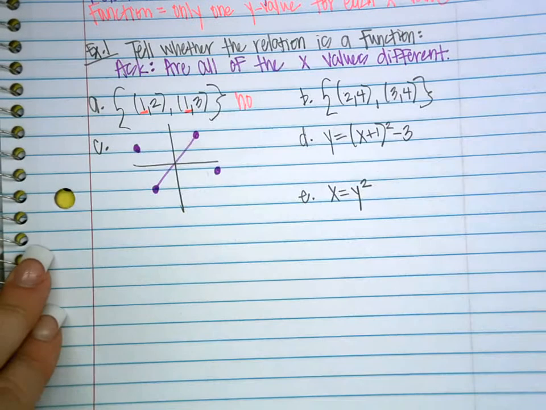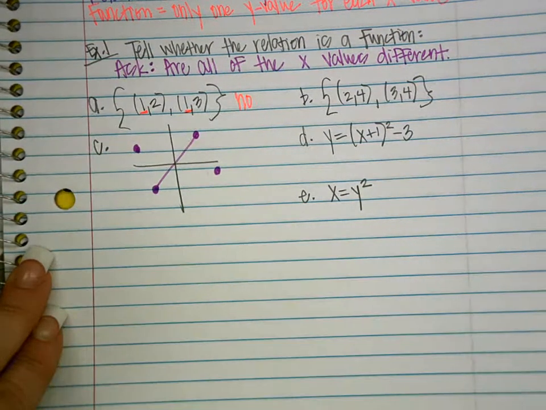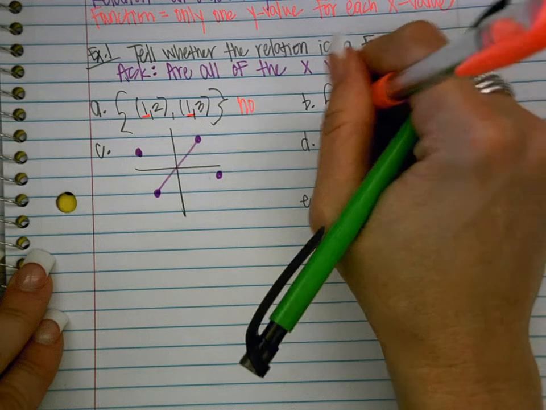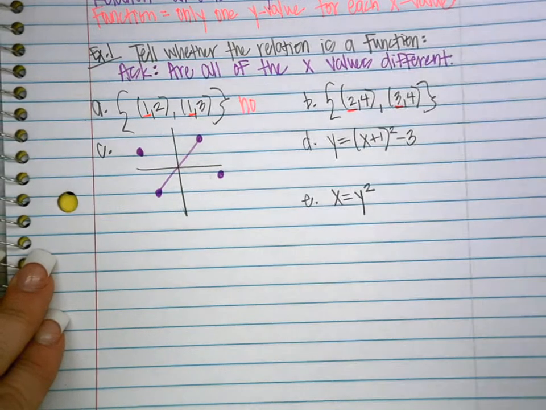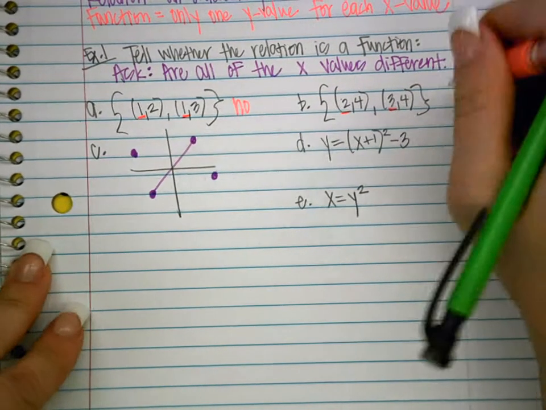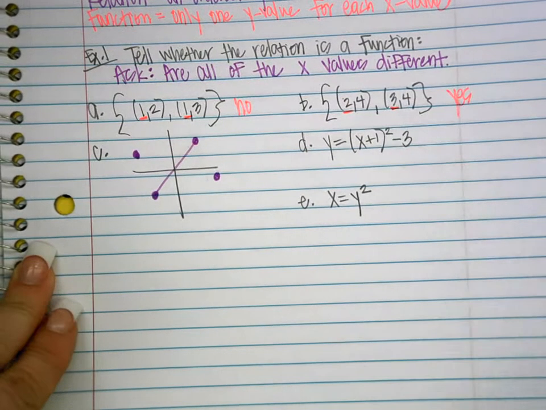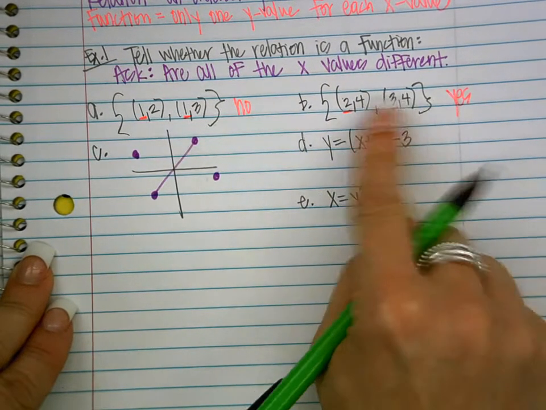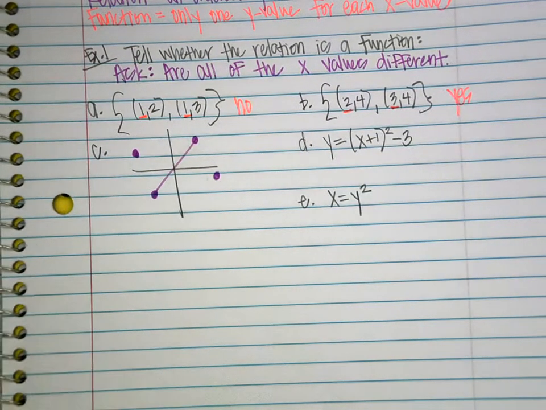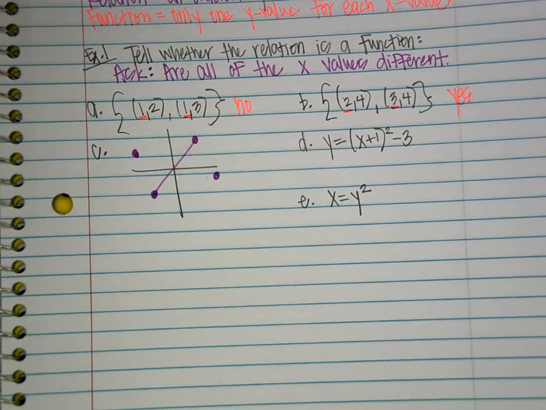Okay, for B, we want to look at the x values. Are all of your x values different? Yes. Therefore, it is a function. The y values can be the same, and that's fine. But we're looking for different x values as far as whether it is a function.